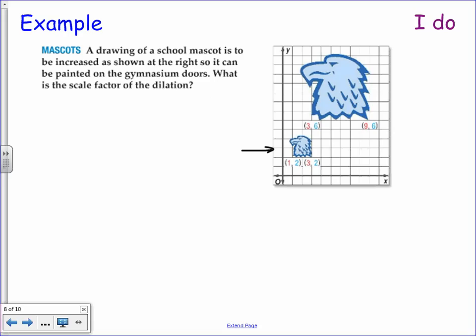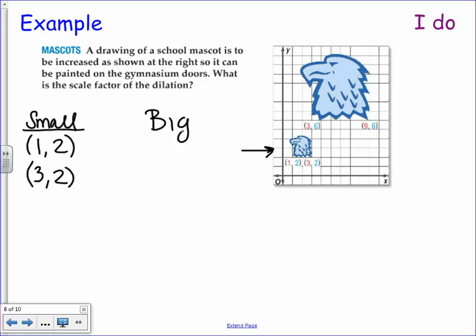So let's look at this small guy. We'll call him the small mascot. His coordinate points are at (1, 2) and (3, 2). And our big mascot, his coordinate points are at (3, 6) and (9, 6).